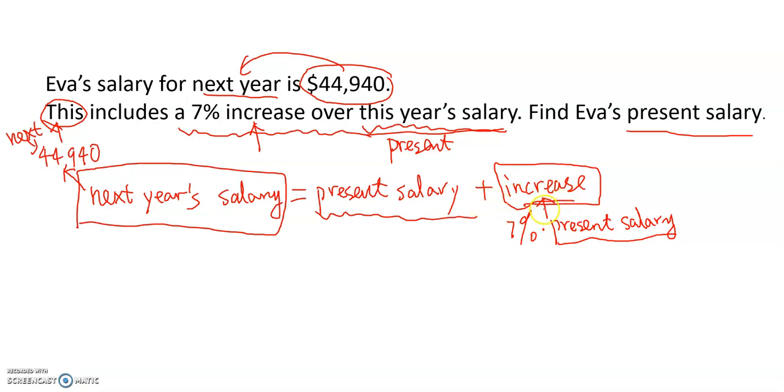How do you find the increase? Here, the increase is 7% times the present salary, because 7% over present salary means times. Okay, so now all we've got to do is plug in numbers. Next year's salary, $44,940, equals the present salary, which we don't know. So you can declare this as your variable x. When I see present salary, I use the variable x.